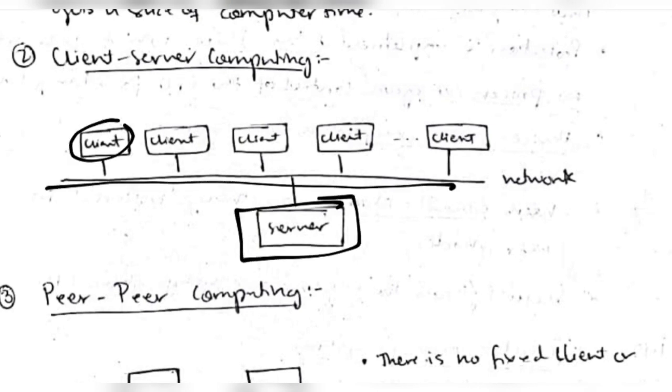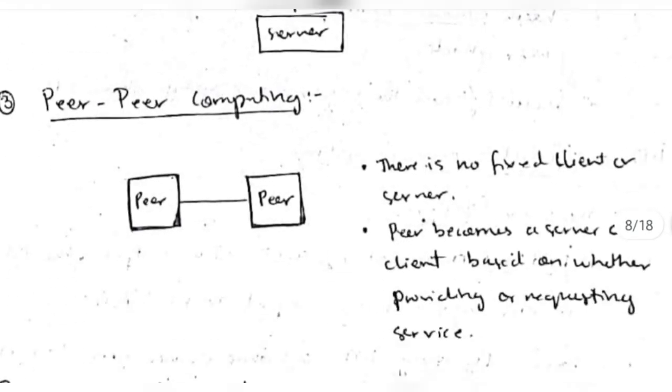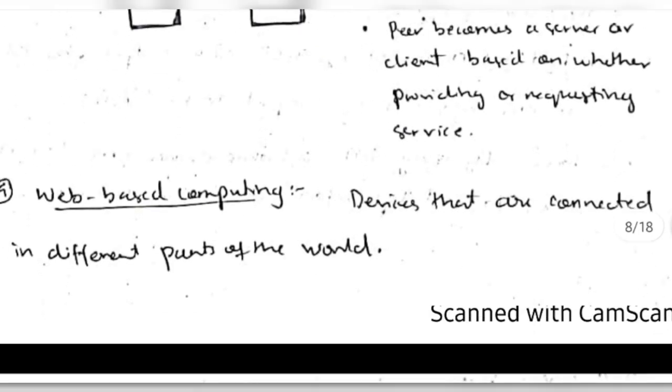Okay, so this server will be responding to the needs of the clients. The next one is peer-to-peer computing. In this, there will be no client or server, but suppose that this computer is providing the data, it becomes the server, and the computer receiving the data becomes the client. Okay. The last one is web-based computing. Those are the computing devices which are connected through a network in the different parts of the world.